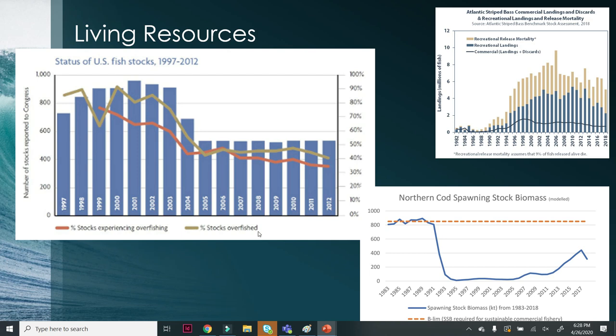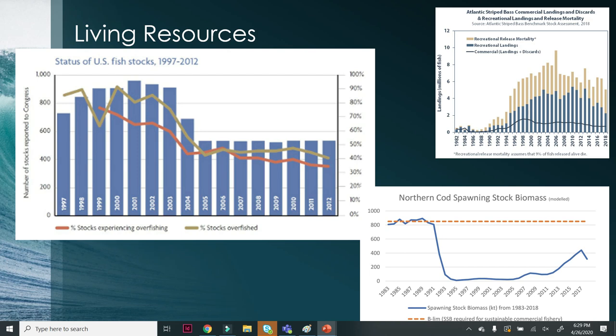So here, this is northern cod spawning. All right, so the red line is what we need to have a sustainable commercial fishery, and the blue line is where we are, right? So in the 80s it was high, we had this plummeting, right? And then we had almost no stock here, but look what's happening with this number, right? So it's coming back up, suggesting that the situation is getting better for northern cod.